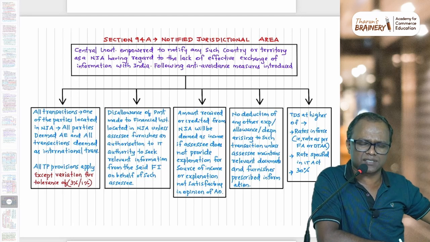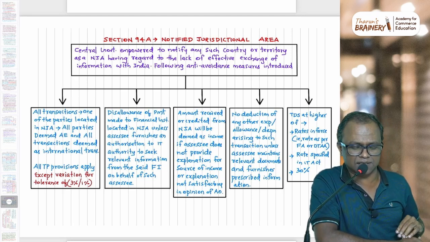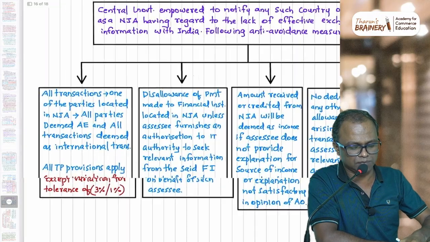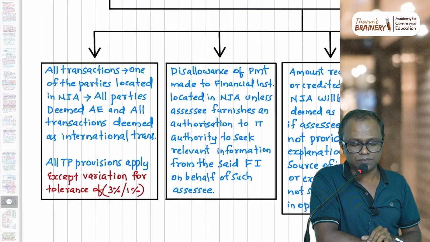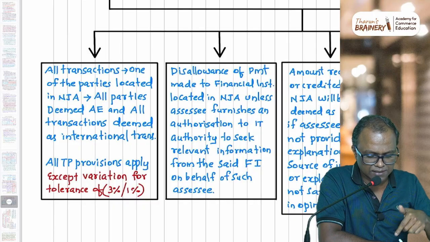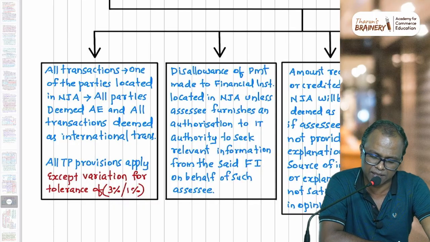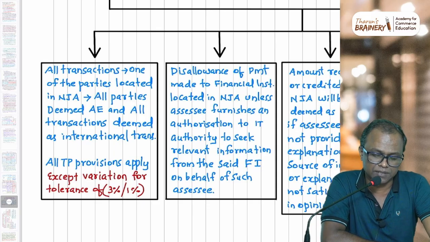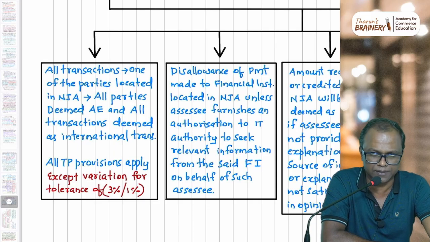Any transaction with such a person located in NJA will be treated as an international transaction, and all the provisions of transfer pricing will be applicable except tolerance variation. Tolerance variation is the variation between the arithmetic mean and the actual transfer price. Will it be accepted if that variation does not exceed 3%? No, it won't be accepted. Even if the variation is within 3%, a TP adjustment shall be made.